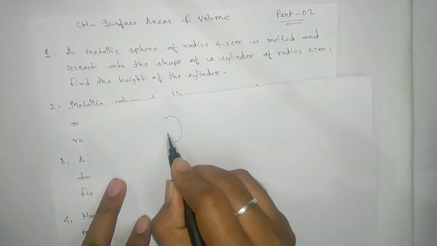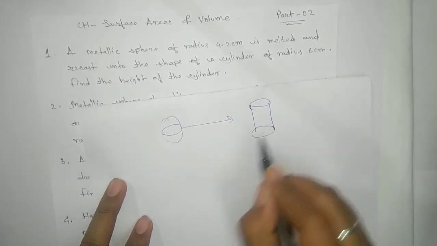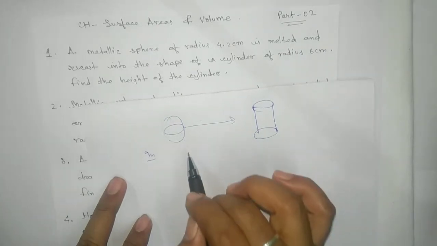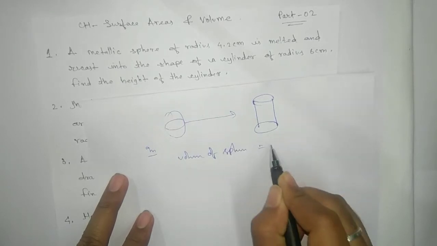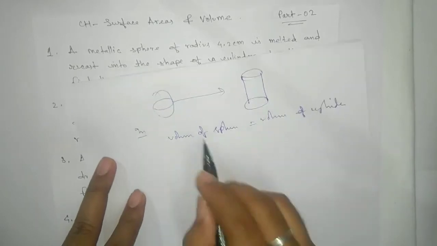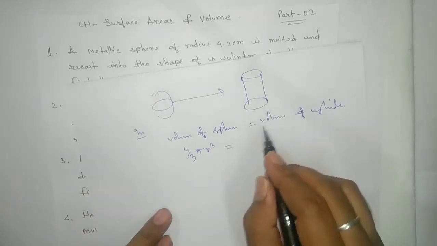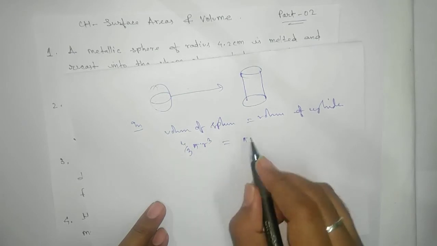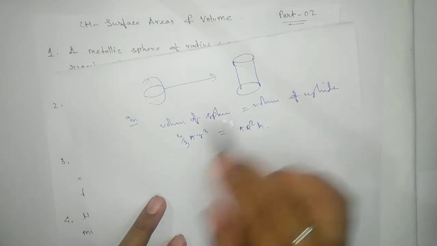Here we have a sphere which will be melted and recast into a cylinder. Here we already know that in conversion, if nothing is removed, then the volume of the sphere must equal the volume of the cylinder. The volume of a sphere is 4 by 3 pi r cube, and for this part we have pi r square h. As both are different, we take r square h, different r, both are not the same here.